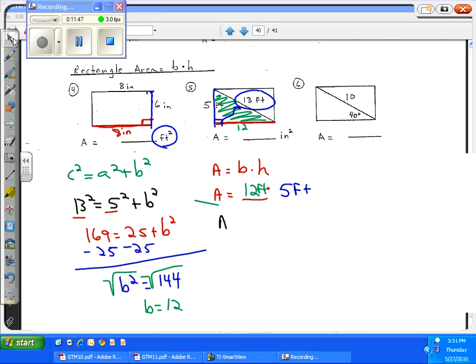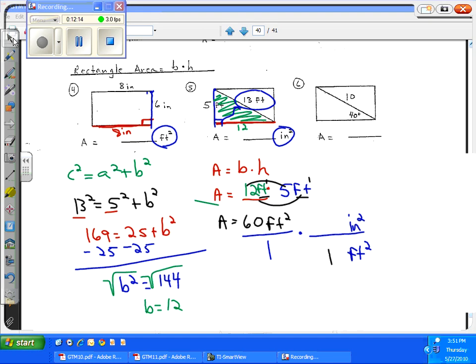feet. The height is 5 feet. We multiply. We're going to multiply the numbers, 60, and multiply the names and get a new name. And when you multiply with like bases, you add the exponent, 60 square feet. But it wanted the answer in square inches. We need to lose the name feet, square feet, and gain the name square inches.